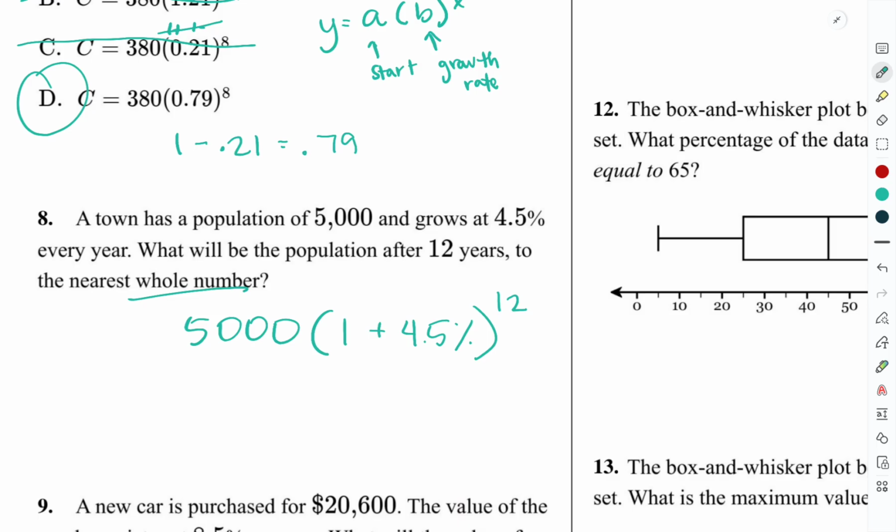4.5% as a decimal is 0.045. I would get 8,479.4 and so on. That 4 would round my 9. Well, it wouldn't round, it would stay 9. So that would be my final answer.